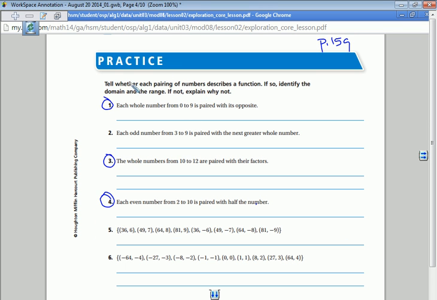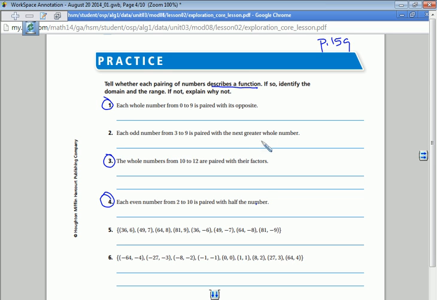Alright, let's take a look at these and see if we can just tell whether each pairing describes a function. So the set of whole numbers 1 to 9 are paired with its opposites. Is each input paired with exactly one output? Yeah, because you can only have one output. Yes. There's no negative zero. So zero is zero. Well, 0 is still 0, so it's not like it's paired with more than one thing. Zero doesn't have an opposite.